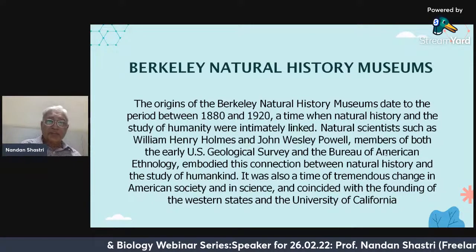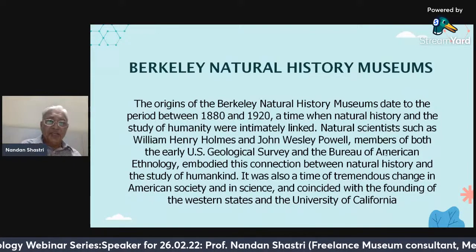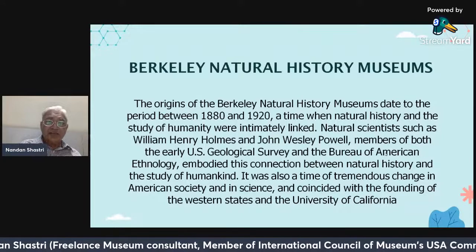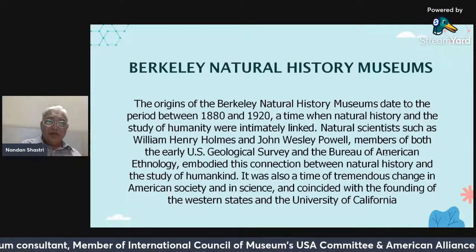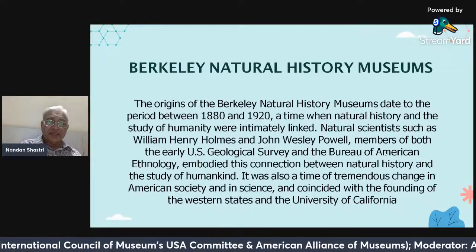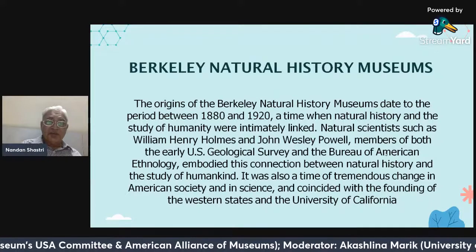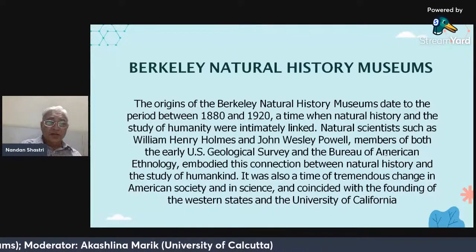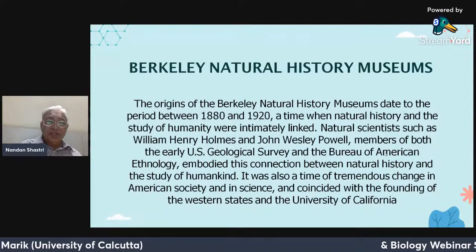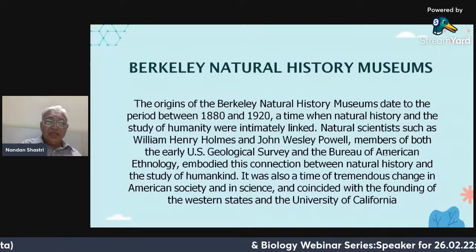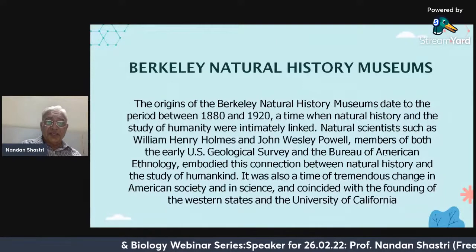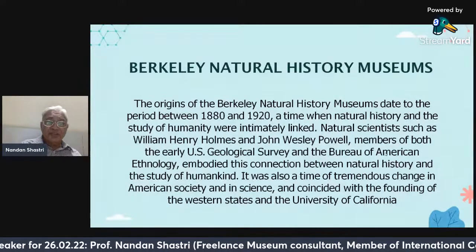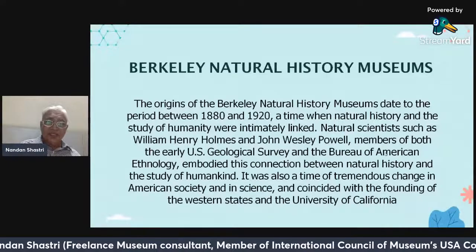Berkeley Natural History Museums. The origin of Berkeley Natural History Museums date to period between 1880 and 1920, a time when natural history and the study of humanity were intimately linked. Natural scientists such as William Henry Holmes and John Wesley Powell, members of both the early US Geological Survey and the Bureau of American Ethnology, embodied this connection between natural history and the study of humankind. It was also a time of tremendous change in American society and in science, and coincided with the founding of the Western states and the University of California. Next slide, please.